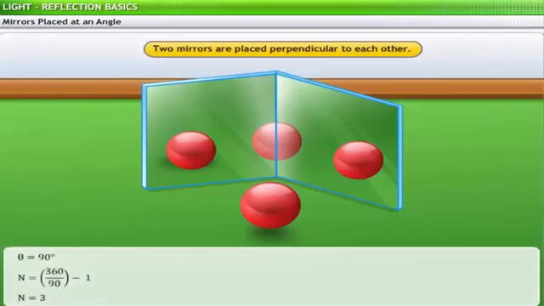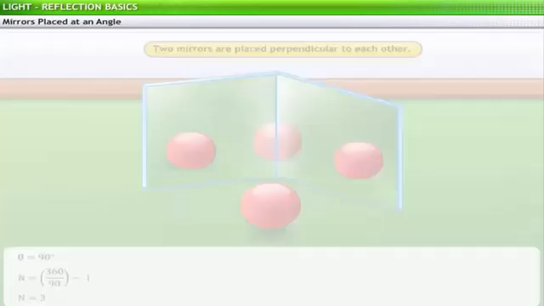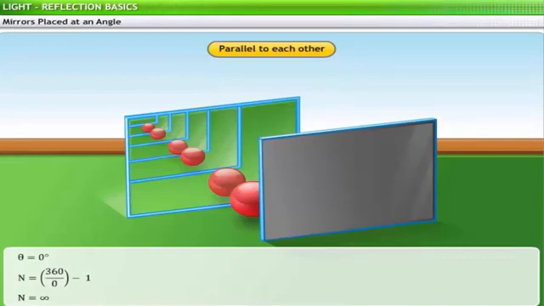Based on this formula, if the angle between the mirrors, theta, is 90 degrees, then the number of images formed is 3. Experimenting further, if 2 parallel mirrors are placed with their reflecting surfaces facing each other, the mirrors form an infinite number of images between them. This is because the angle between the mirrors placed in this manner is 0.